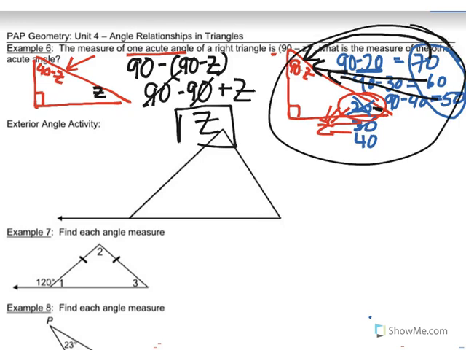Now I did it using some examples, some real numbers, but I just wanted you to see that if this one's 90 minus Z, then this one has to be Z if it's a right triangle, because that's how we figure out the two other angles. We take 90 and we subtract the one that we know. So that's just to prove that up. I hope I didn't confuse you on that. Okay, so now let's go to the next activity.